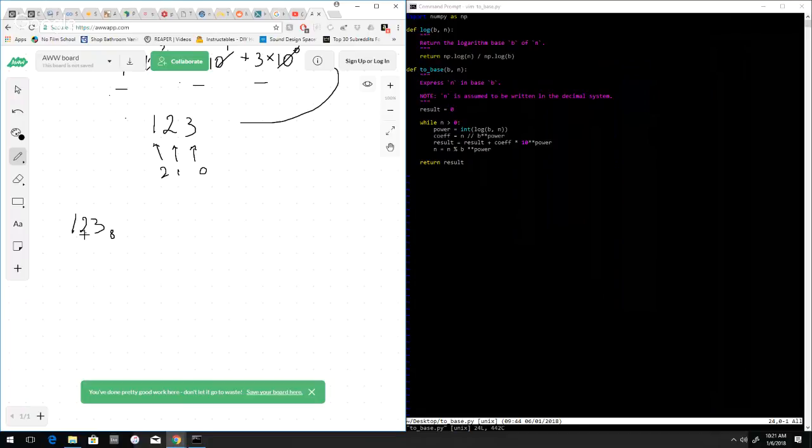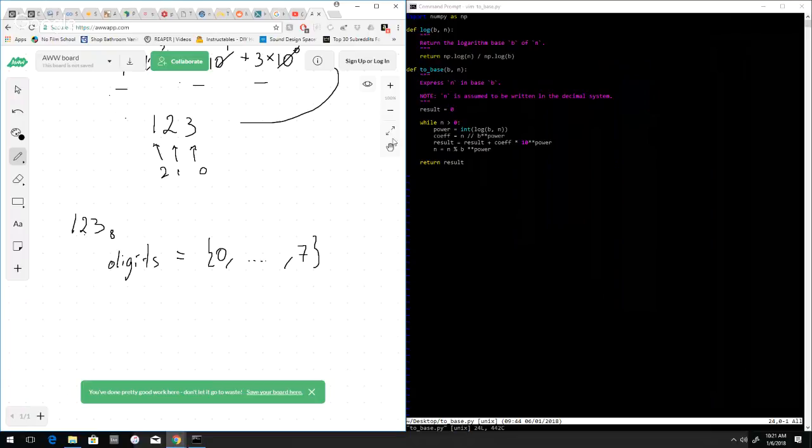The octal number system is the number system where my digits are now from 0 to 7, right? When this was a 10, we had digits from 0 to 9. If this is 8, my digits are from 0 to 7. So what is this number if my digits are from 0 to 7 and the base is 8?